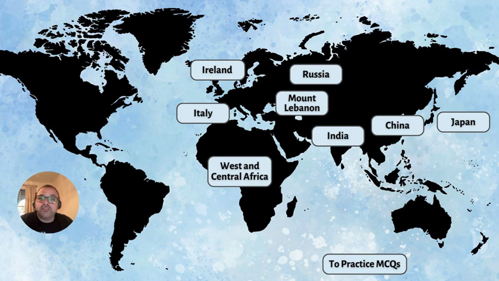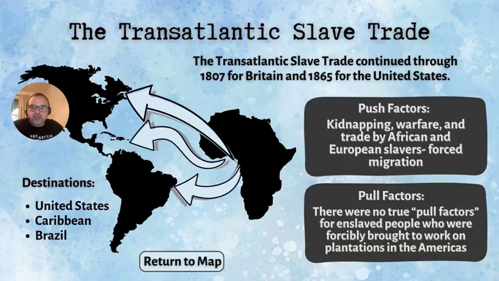But we'll take a look at the different factors, the push factors, the pull factors that existed, and give you some more detail about some of these examples of migration. So let's get into the first one here, which is one that you should be more familiar with, and that is the transatlantic slave trade, right? It's something that we've talked about before.